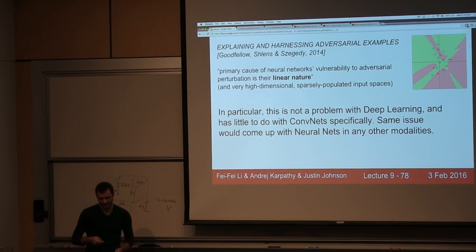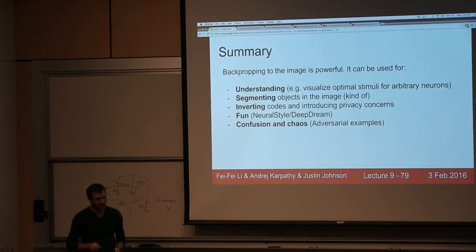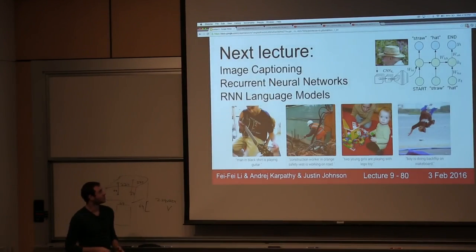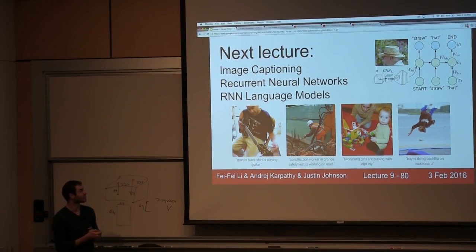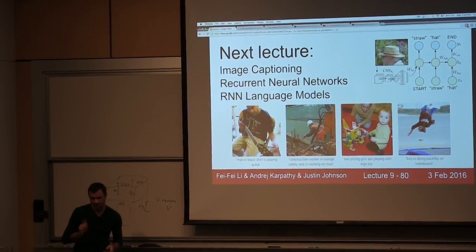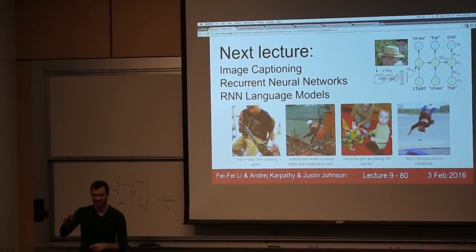Anyway, since it's 4:19, I'd just like to summarize that backpropagating to the image is a very powerful technique, and we saw many ways that this can be used: for understanding, for segmenting, for inverting, for fun, and for confusion and chaos, definitely as well. And so next lecture, we're going to go into recurrent neural networks, recurrent neural network language models, and image captioning and stuff like that, so that should be fun. It is 4:20, so I'll end the lecture here, but you can come.